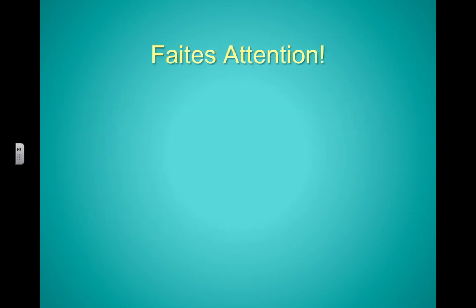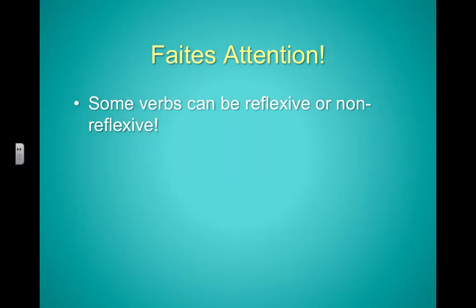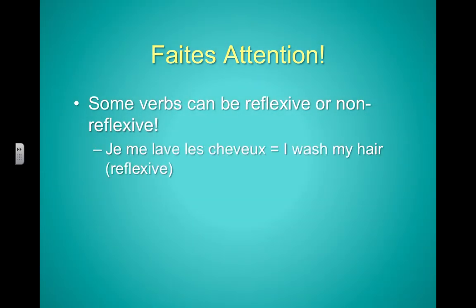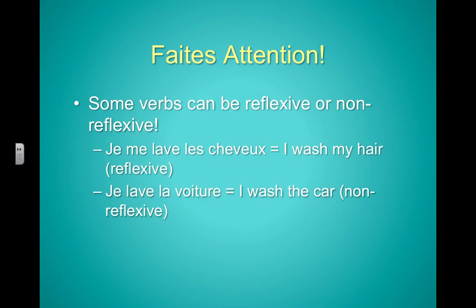So, what else? Remember, just because the verb is reflexive when we learned it doesn't mean that it can't exist in a non-reflexive situation. So, for example, I washed my hair versus maybe I'm washing the car, okay? I'm still using the verb laver to wash, but here the action comes back to me, whereas in this one, the action is going onto the car. It's not coming back to me. So that's a non-reflexive situation in which we would use laver.